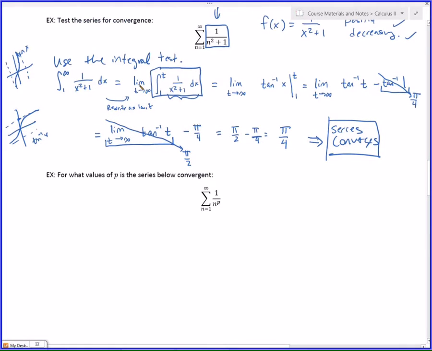So, set up the integral. Take the integral. If it goes to a number, it converges. If it doesn't, it diverges.